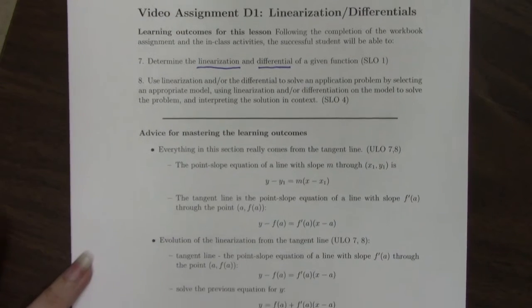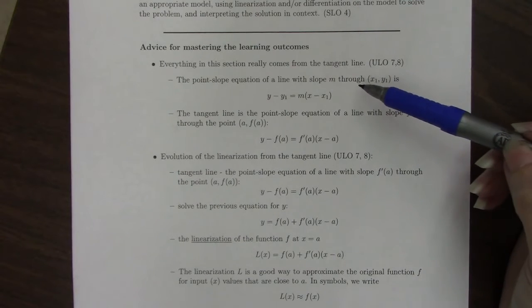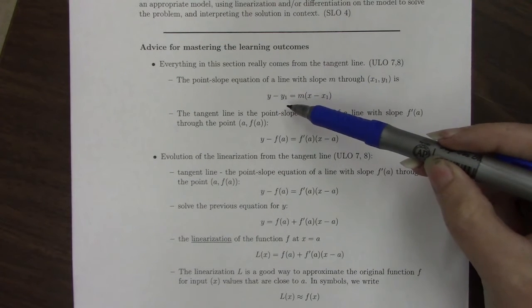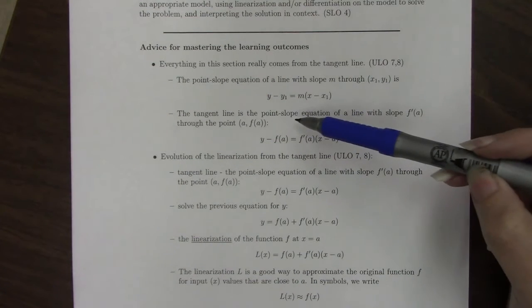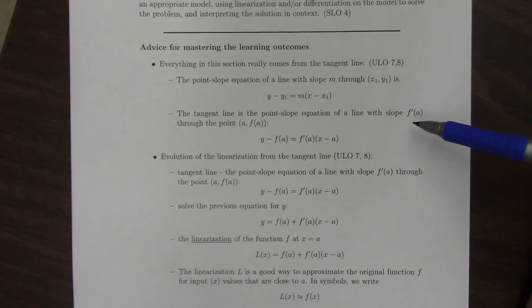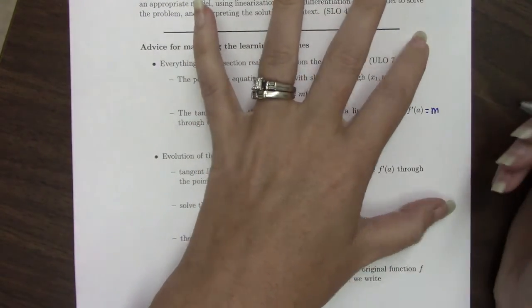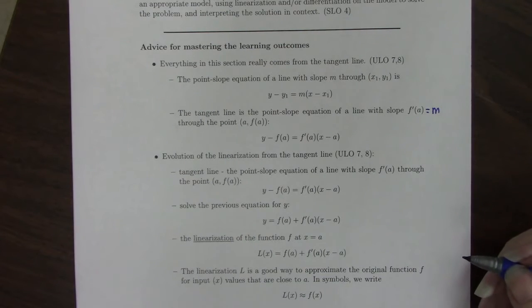So the advice for mastering these learning outcomes is that the important thing to remember about linearization is everything in this section comes from the tangent line. The point slope equation of a line with slope m through a point, that we've all learned and seen a bunch, is y minus y1 equals m times x minus x1. The tangent line is the point slope equation of the line, but now instead of m, we write the derivative at a, and the point we now describe as a comma f of a.